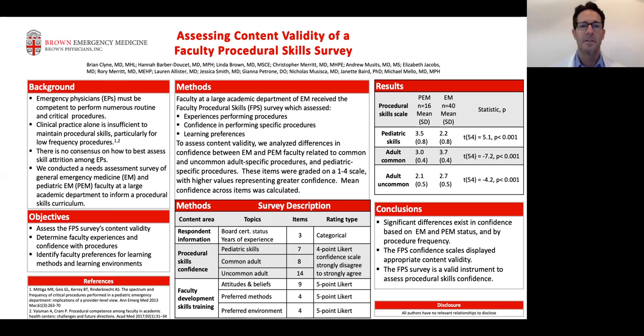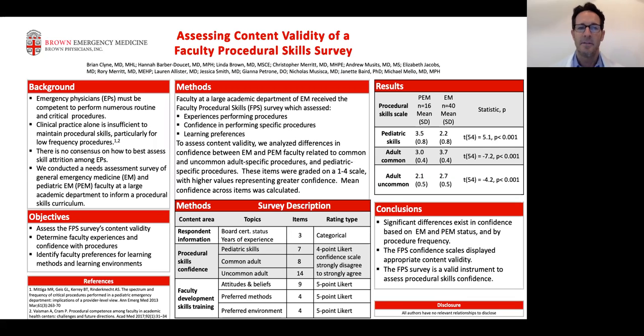The focus of this research project was on the topic of faculty procedural skills competence. We know that faculty, like every emergency physician, must be competent to perform numerous procedures. And we know that based on experience and also the literature, clinical practice alone may be insufficient to provide enough opportunity to maintain skills. There is no consensus on how to best maintain skills.